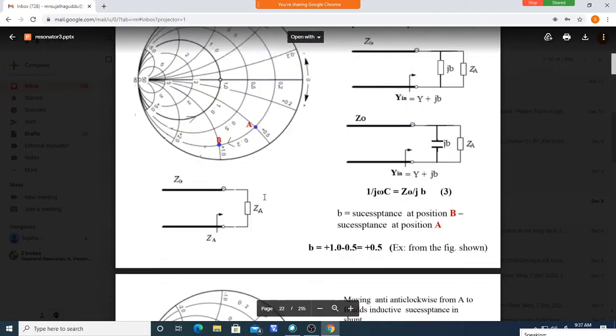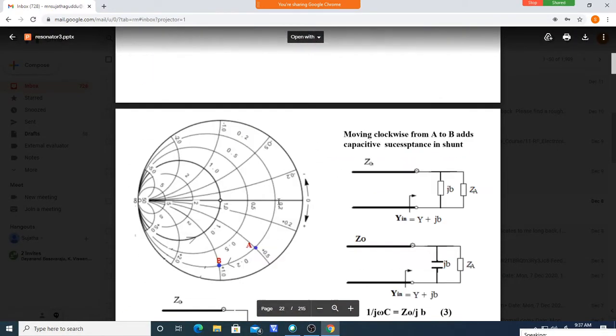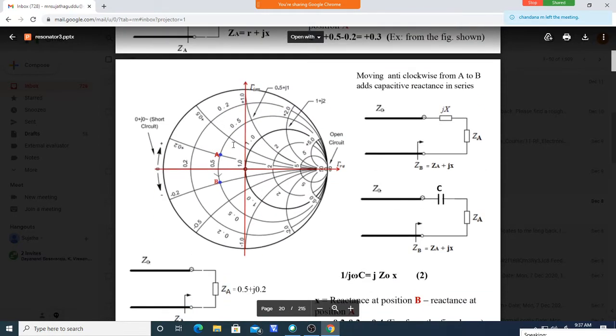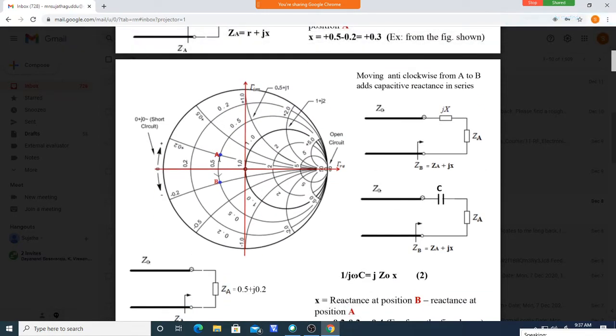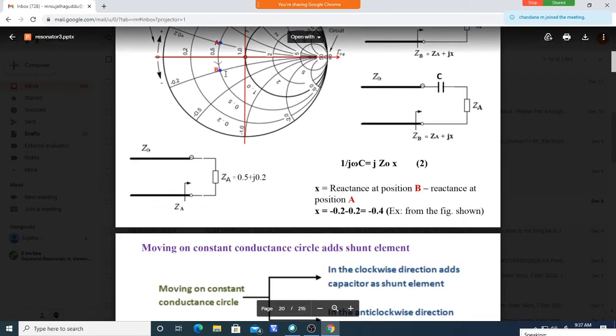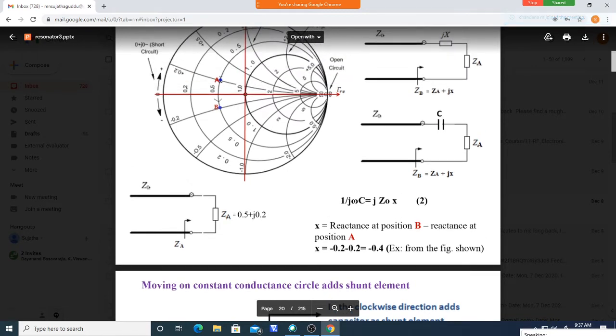This is the procedure we discussed. Moving on a resistance circle in the anti-clockwise direction adds a capacitor in series, like this. What is the value of this? You find the reactance at this position and the reactance at this position. How do you find the reactance at this position?